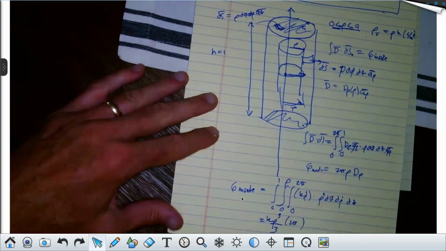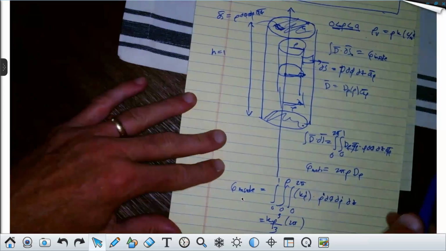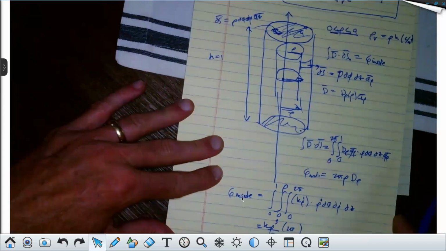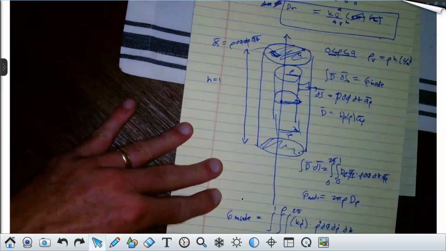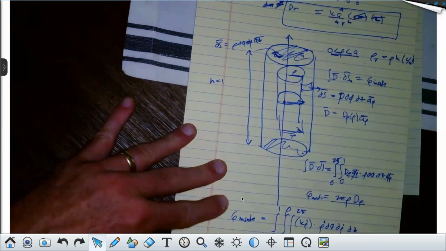We set that equal to the integral of d dot ds, and the integral of d dot ds is here, right? So we put 2 pi rho d rho here is equal to this.